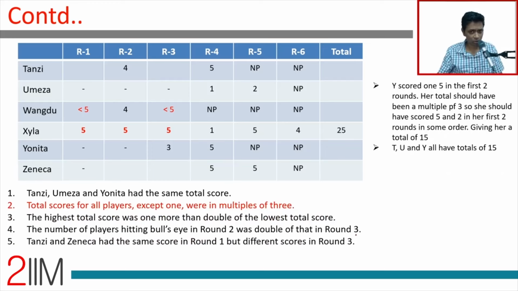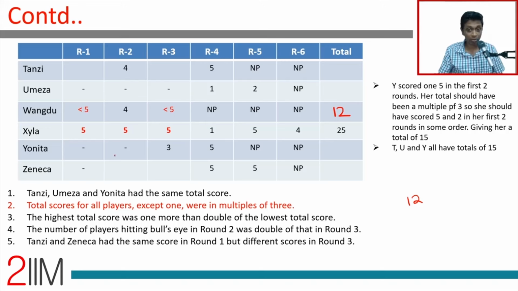So far, so good. Total scores for all players except one were in multiples of 3. One of them scored 12. That much we know. Now, 5 plus 4 is 9. Tanzi has got at least one more 5, because there's got to be a 5 here. I'll go to 14. So it's more than 14. So the one who scored the lowest is Wangdu. So Wangdu's total should be 12. Tanzi has got 14 plus something. Yonita has got 5 plus 3, 8 plus 5, 13 plus something. This is 14 plus something. This is 13 plus something.